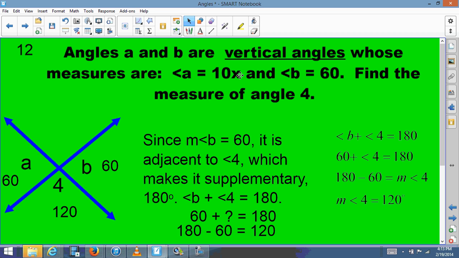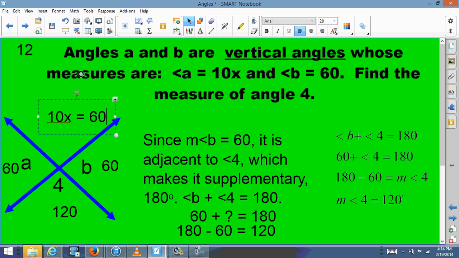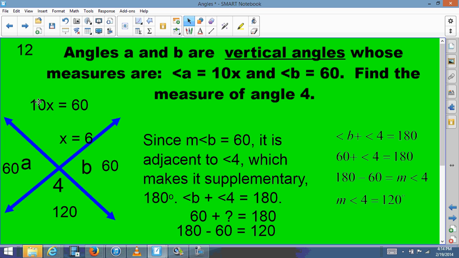I noticed they didn't ask us to solve for x, but we could have solved for x if we wanted to, because we know angle A is equal to 60 degrees, and we would have 10x equals 60. And we would divide both sides by 10, so x would equal 6. So that's a little extra work they did not ask for, but we solved it anyway because we know that trick. So the opposites are equal.